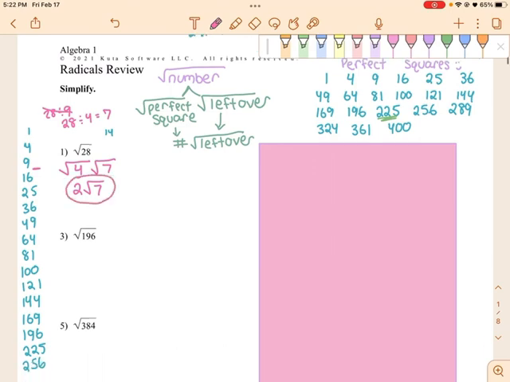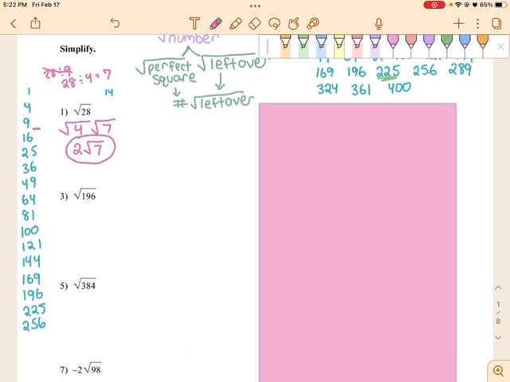Now the next one. This is an interesting one because if you notice, it's actually on our list of perfect squares, and the square root of 196 is 14, so you don't have to do anything with that one. If it was square root of 9, you would just write 3, whatever it is, you can just simplify it. Alright, so now 384.